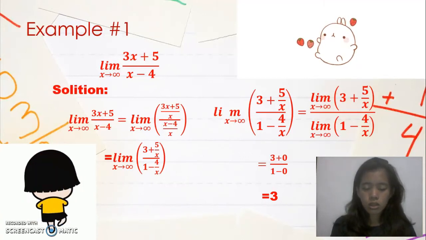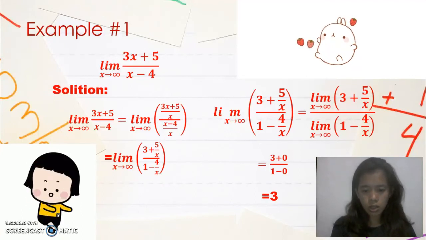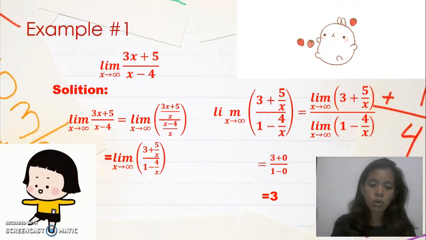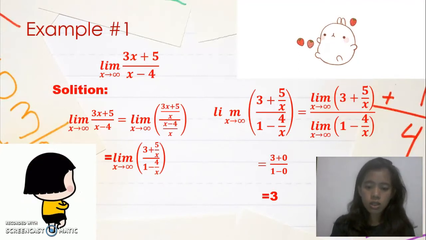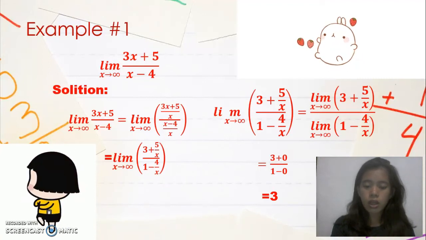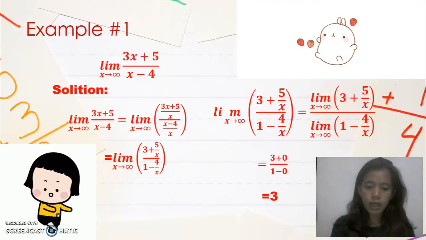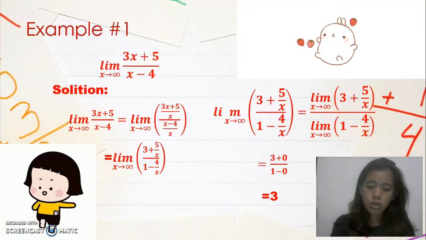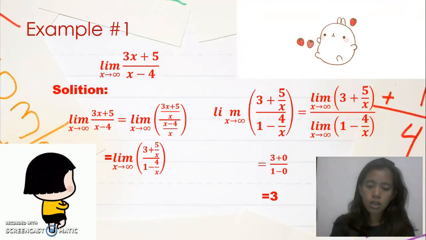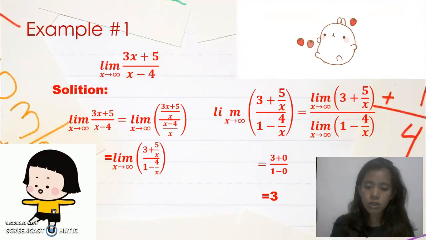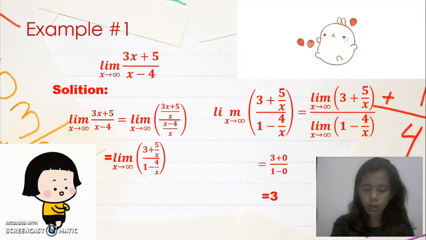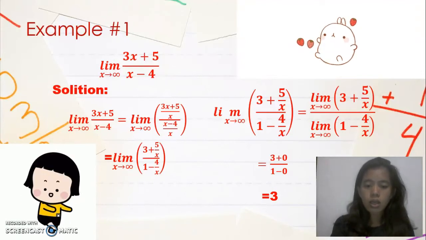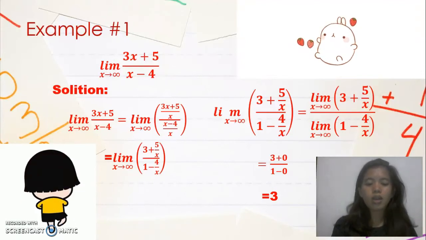So notice that now we can conclude that the numerator and denominator stayed about even as they grew larger. This is because the highest power of x in the numerator is the same as the highest power in the denominator. Notice that this also means that the function f of x equals 3x plus 5 over x minus 4 has a horizontal asymptote of y equals 3.